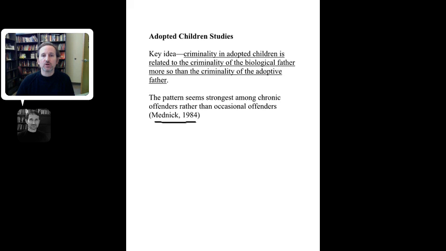And according to Sarnoff Mednick's research from 1984, the pattern seems strongest among chronic offenders rather than occasional offenders. So there's some support for this theory.